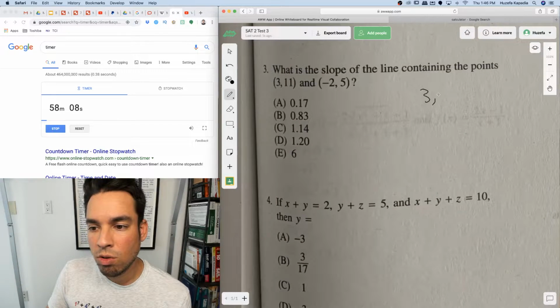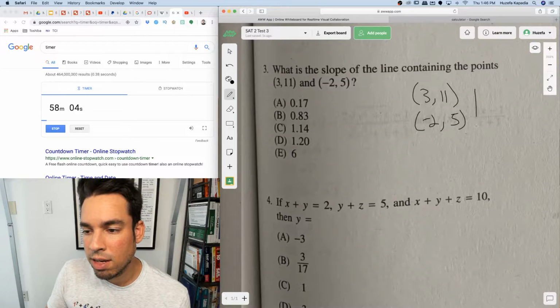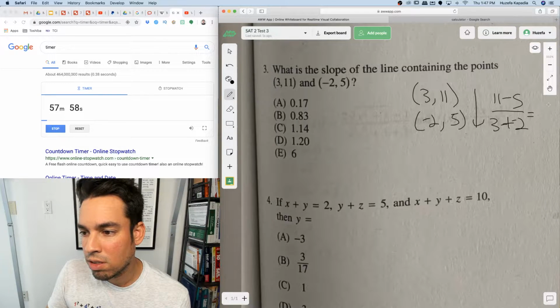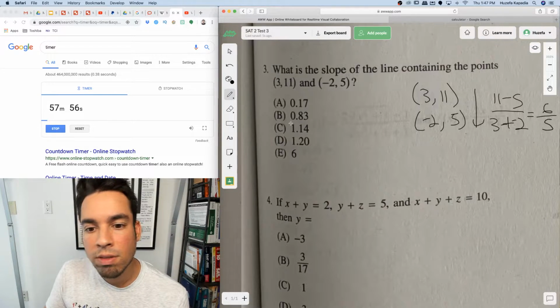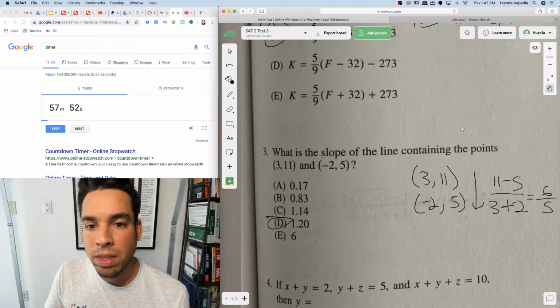Okay, anytime we solve slope, we stack the coordinates and subtract down. It's the y's minus the y's over the x's minus the x's. Just subtract down. That turns into a plus. This is 6 over 5, which is 1.2. We could use a calculator, but I happen to know that.